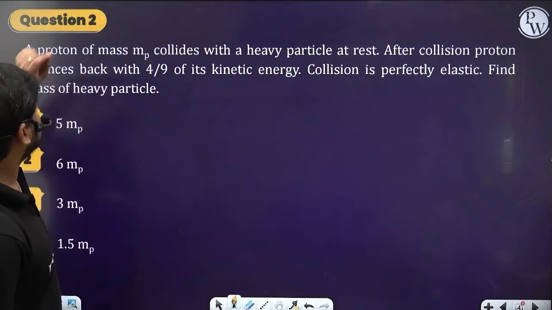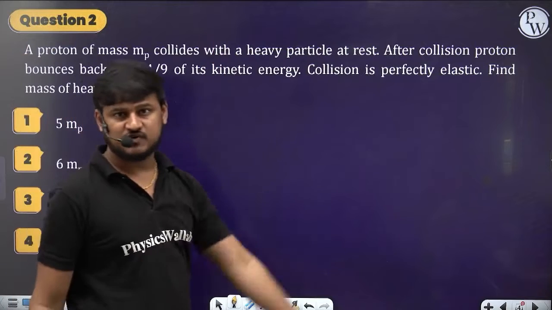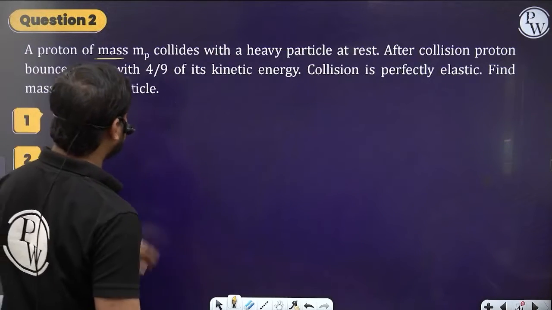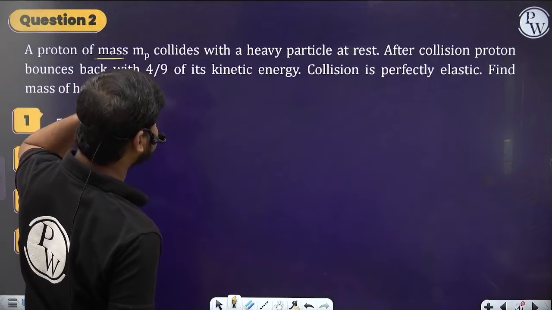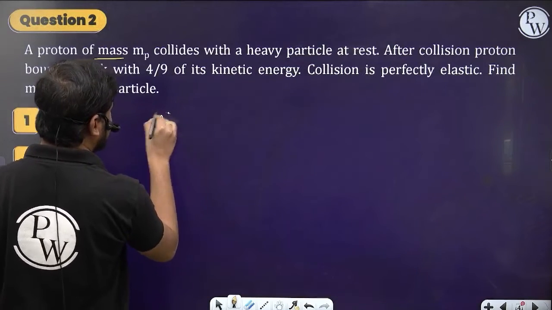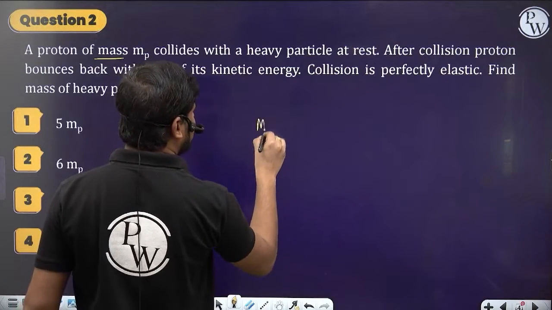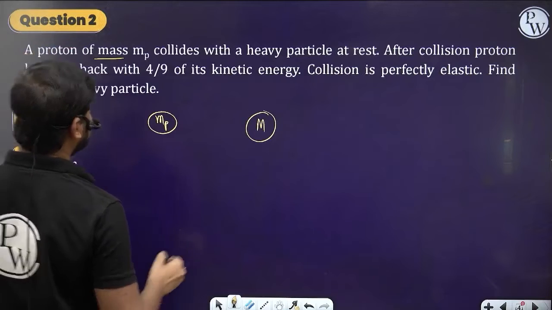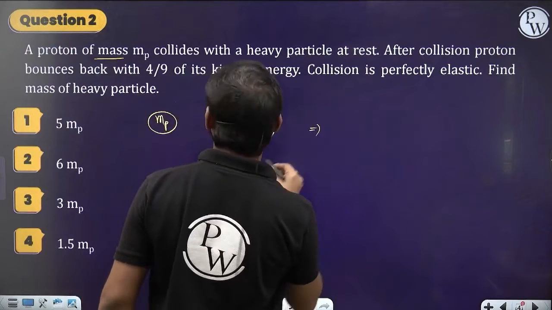So question number 2. This also I gave as homework for the last session, so let's solve this one. A proton of mass mp collides with a heavy particle which is at rest. So there is a proton of mass mp, and it collides with a heavy particle which is at rest. Fine. After collision, the proton bounces back with 4/9 times of its kinetic energy.